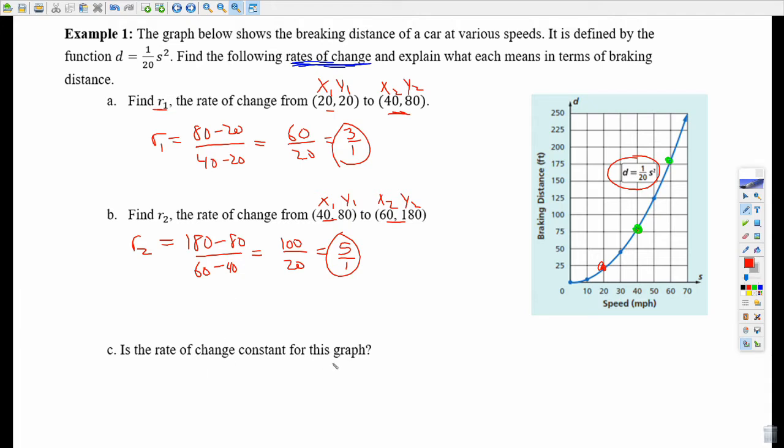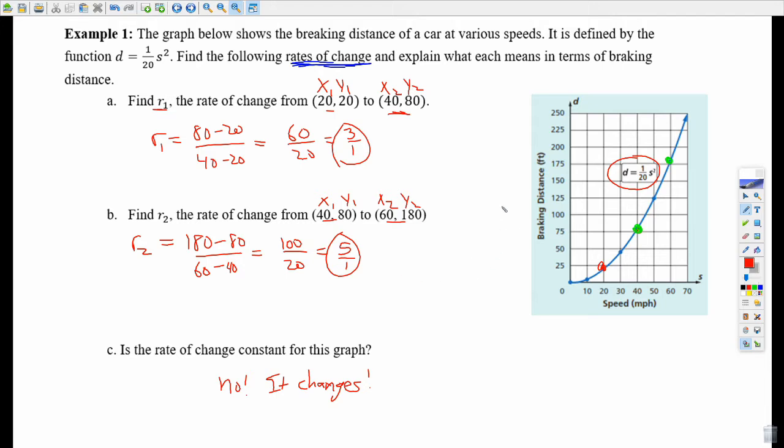So is the rate of change constant for this graph? No. It actually changes. And it changes depending on what points you pick. So it's very different than having the y equals kx. So hopefully that makes some sort of sense.